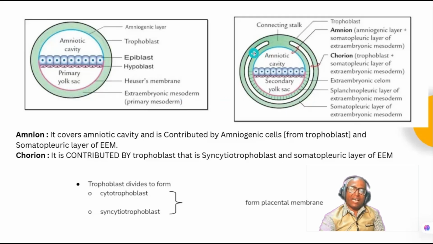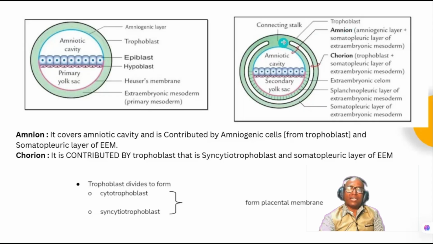Now we have seen the cavity is getting developed into the extraembryonic mesoderm, and this extraembryonic mesoderm will now be labeled into two parts. The one which lies around the secondary yolk sac we will call the splanchnopleuric mesoderm, while the rest of the mesoderm will be called the somatopleuric mesoderm.